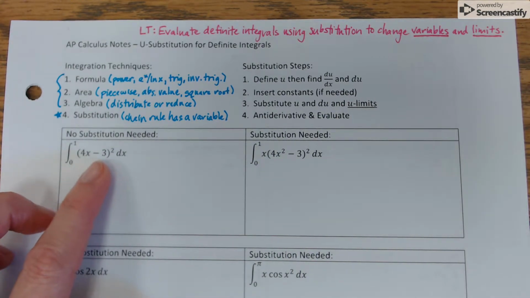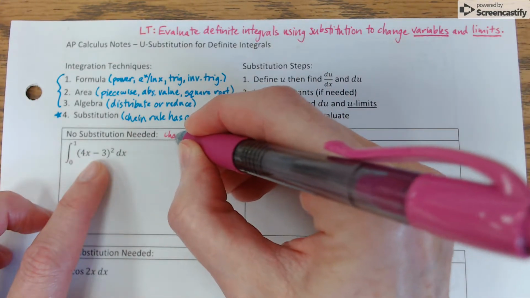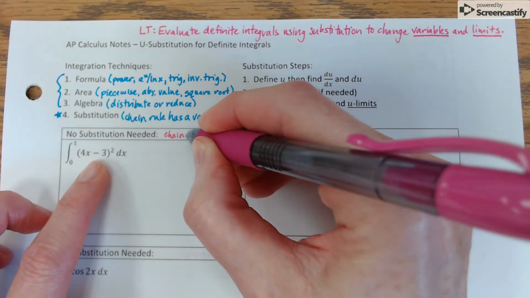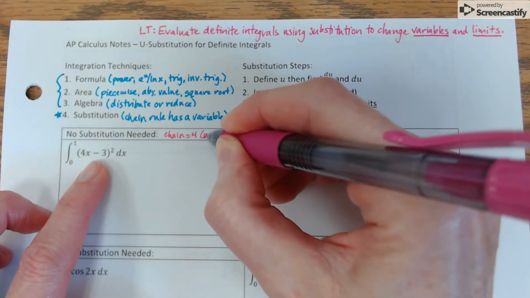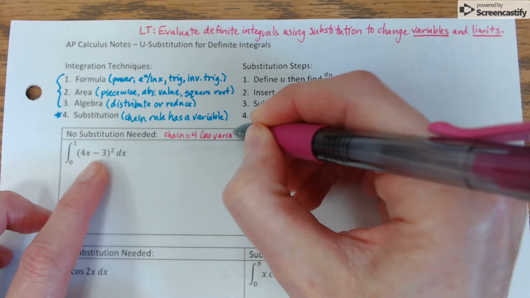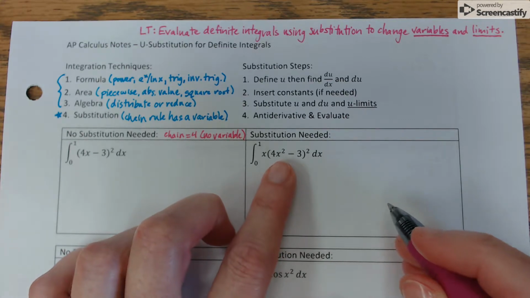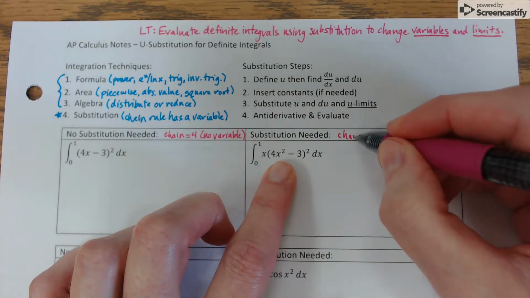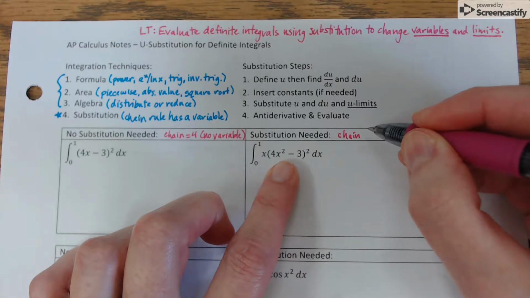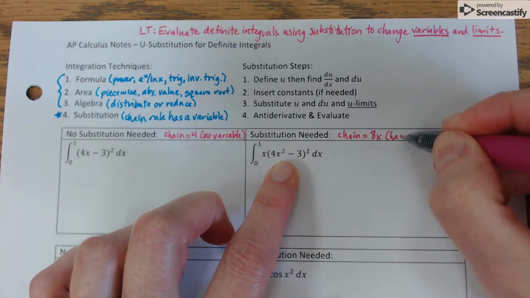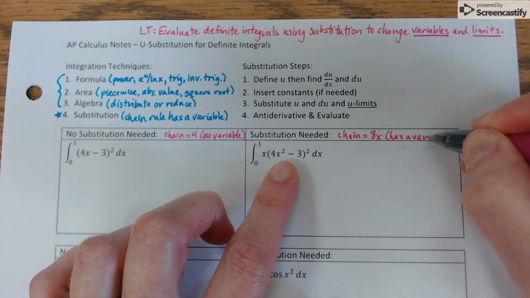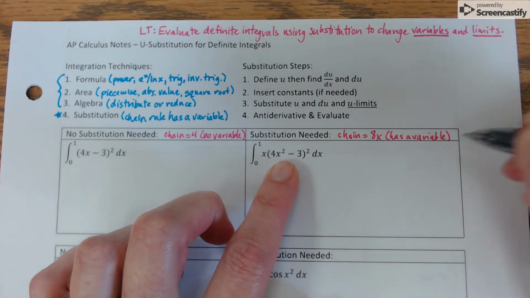So if you look at the inside function for the first integral, we have 4x minus 3. The chain rule for that would just be 4, which is a constant. It does not have a variable, so we would not need to use substitution for that. Whereas if you look at the second integral, although it's very similar, the chain rule of the inside function 4x squared minus 3 would be 8x, which has a variable. And that's the distinction on whether we need to use substitution or not.